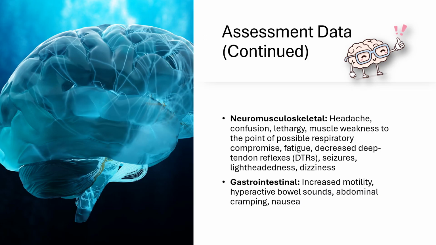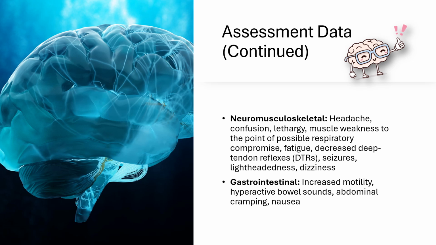And then here we've got some more assessment data. We've got our neuromuscular. This is why I said when you think of hyponatremia, when you think of sodium, always think of your neuro, because what did sodium do? One of the things it did was help with our nerve impulses. So neuromuscular: headache, confusion, lethargy, muscle weakness to the point of possible respiratory compromise, fatigue, decreased deep tendon reflexes, seizures, lightheadedness, and dizziness. By far, one of the main things you're always worried about is sodium in the brain. So you just really want to watch these patients for changes in their level of consciousness.